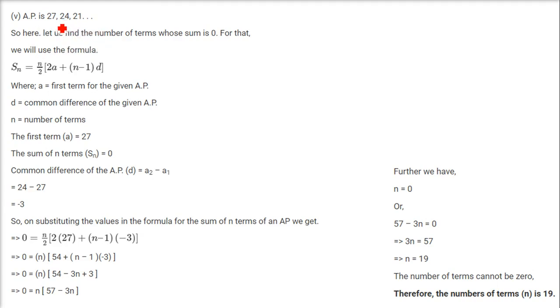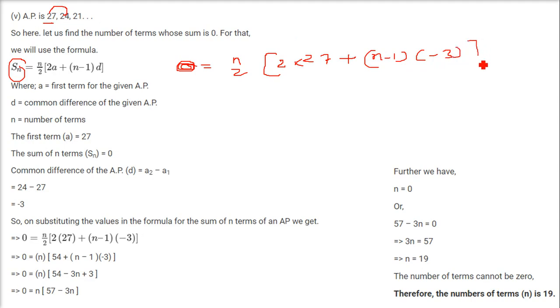Now I'll take this one. Here the sum has to be equal to 0. So we have a as 27. I'll use the formula Sn, the sum is 0. n by 2 into 2a. What is a? 27. Plus n minus 1 into d. What was d? 24 minus 27, that is minus 3. The sum is 0, so the n by 2 part goes to 0.